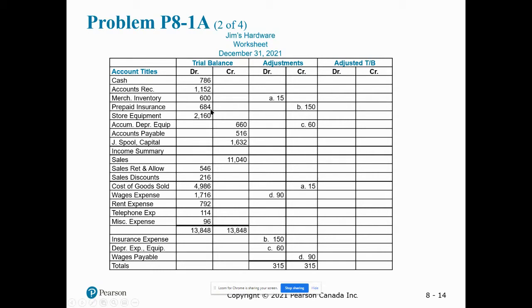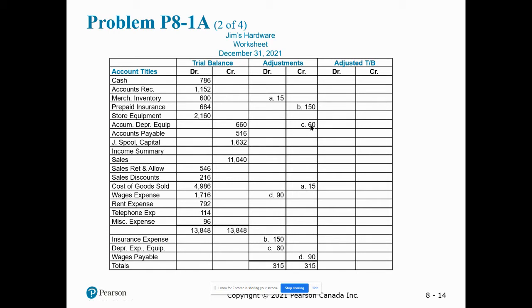For the second transaction, it says I've used or expired $150 in insurance. So I credit my insurance, and on the debit side, I say that this is insurance expense. If I had insurance expense listed, I would put it there, but I don't, so I add the account. For the depreciation expense, it says that I've incurred a depreciation expense on store equipment of $60. So you have to now analyze the transaction. If I'm incurring an expense, expenses increase with debits, so I'm going to debit depreciation expense. I'm going to credit this account called accumulated depreciation for equipment. We don't credit the equipment account, we credit this accumulated depreciation. This is a contra asset, remember.